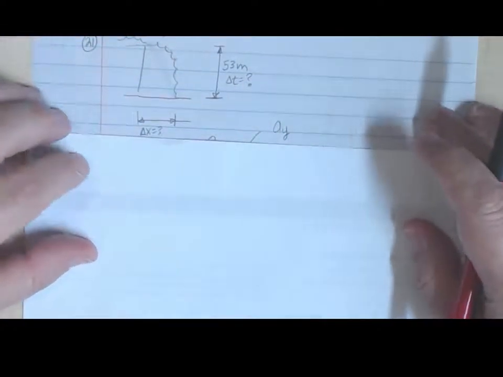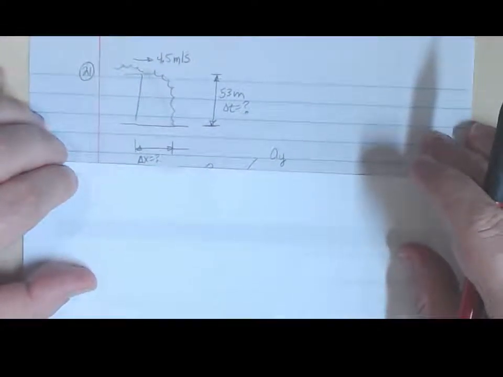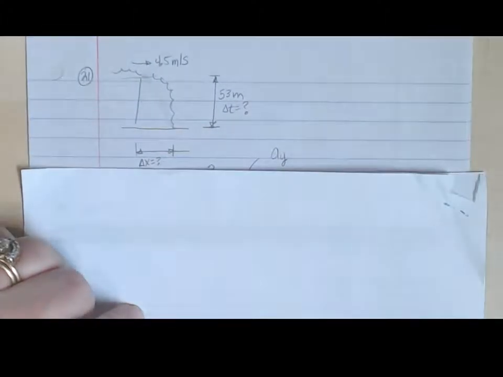Okay, we're going to work on problem 21. 21 is identical to the last problem we just did. The only difference is this time the object that's falling is water instead of a baseball. So we're going to solve it in exactly the same way.